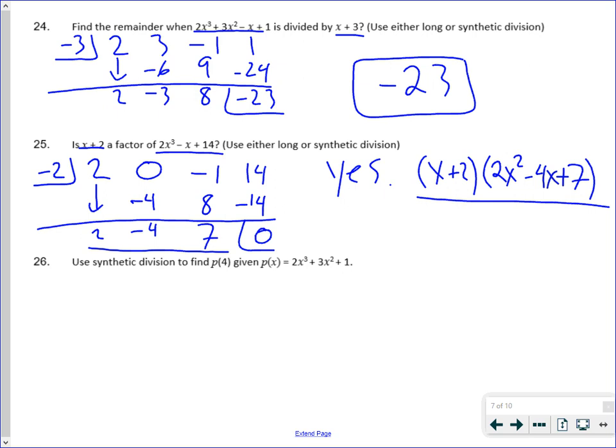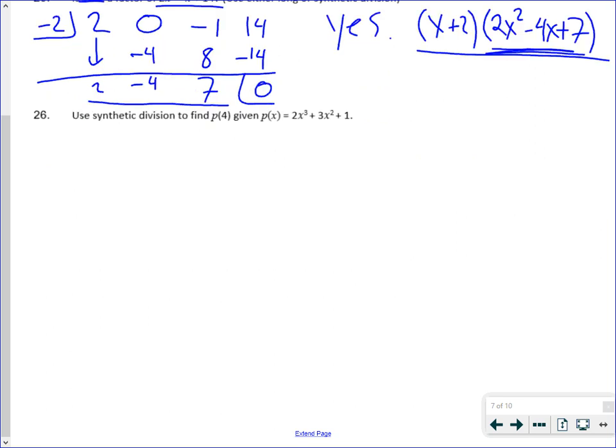Once we do the factor theorem, we always need to check if the quotient can be factored even more. Here we have 2x squared minus 4x plus 7. We don't have any special factoring patterns that fit this form, so I'm going to check with the AC method. I multiply 7 with 2 and get 14, and I need factors of 14 that add up to negative 4. I don't have any, so 2x squared minus 4x plus 7 is completely factored. I don't need to go any further than this. Okay, so let's go on to 26.